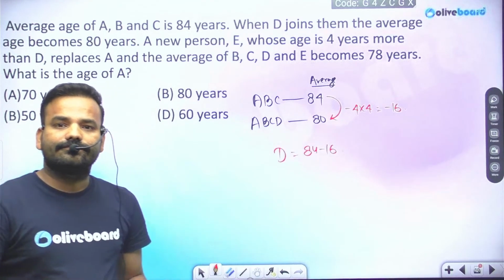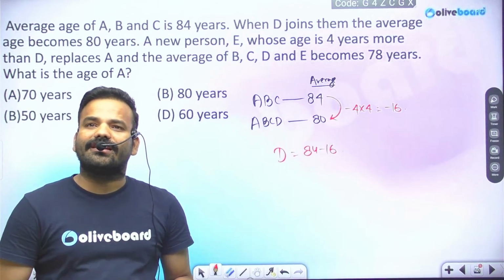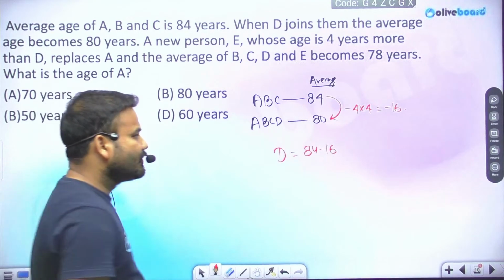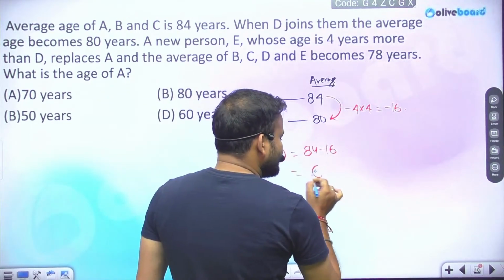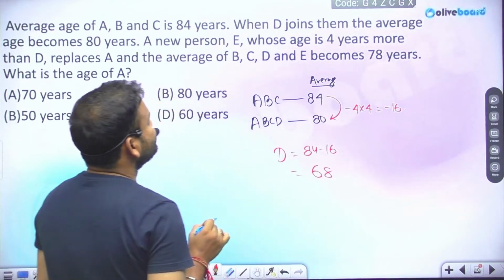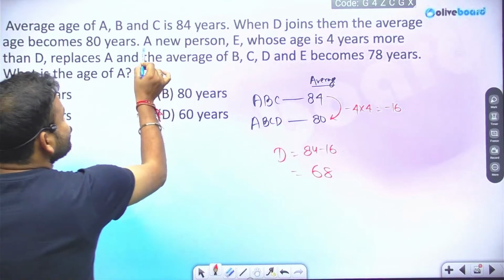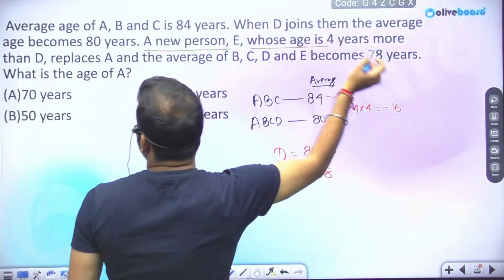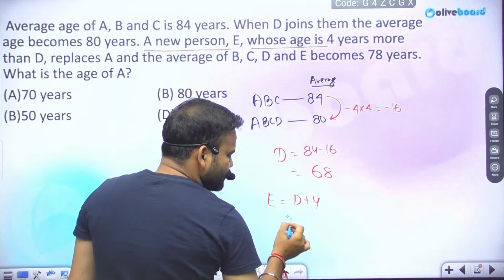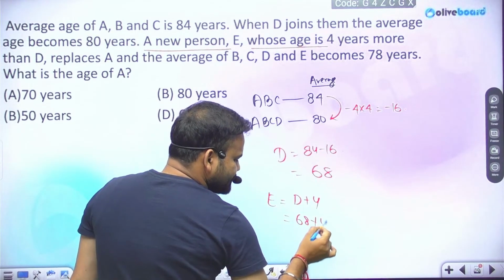Clear? 16 less than 84. Is it clear? Fine. So this is what? It is 68. So D has an age of 68. A new person E, whose age is 4 years more than D. E is 4 years more than D, so directly I can write that E is 72 years.